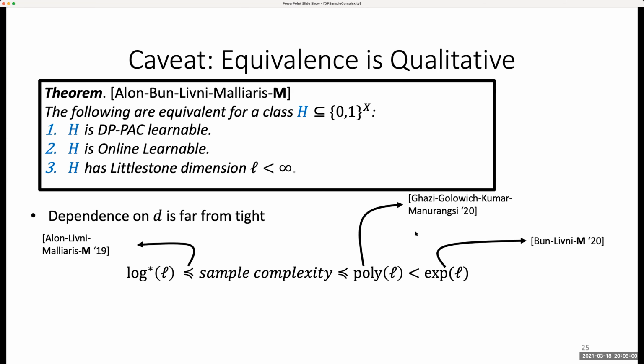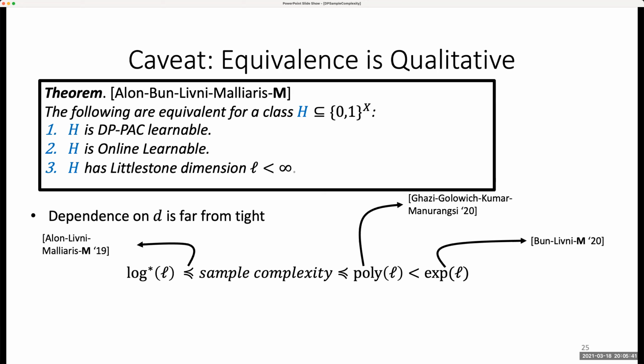The upper bound we gave initially was exponential in the Littlestone dimension, and the lower bound we gave a year earlier was log star in the Littlestone dimension. Now log star is 5, right? It's a constant for any number. So we can't really say that we understand the sample complexity of private PAC learning. We can just maybe argue that in some abstract way, we understand which infinite classes are privately PAC learnable.